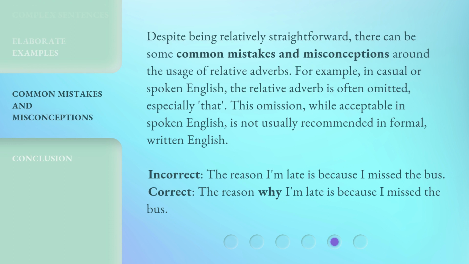Despite being relatively straightforward, there can be some common mistakes and misconceptions around the usage of relative adverbs. For example, in casual or spoken English, the relative adverb is often omitted, especially that. This omission, while acceptable in spoken English, is not usually recommended in formal, written English. Incorrect: The reason I'm late is because I missed the bus. Correct: The reason why I'm late is because I missed the bus.